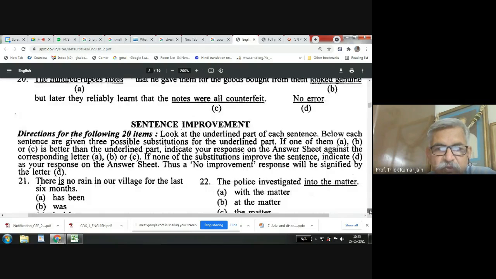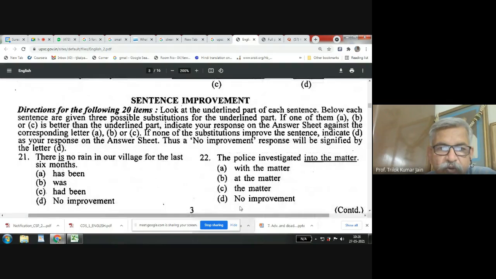Now sentence improvement. Look at the underlined part of each sentence. Below each sentence are given 3 possible substitutions for the underlined part, A, B, C. Which is better than the underlined part? Indicate your response on the answer sheet against the corresponding letter A, B, C. If none of the substitutions improve the sentences, indicate D. D means no improvement is possible.